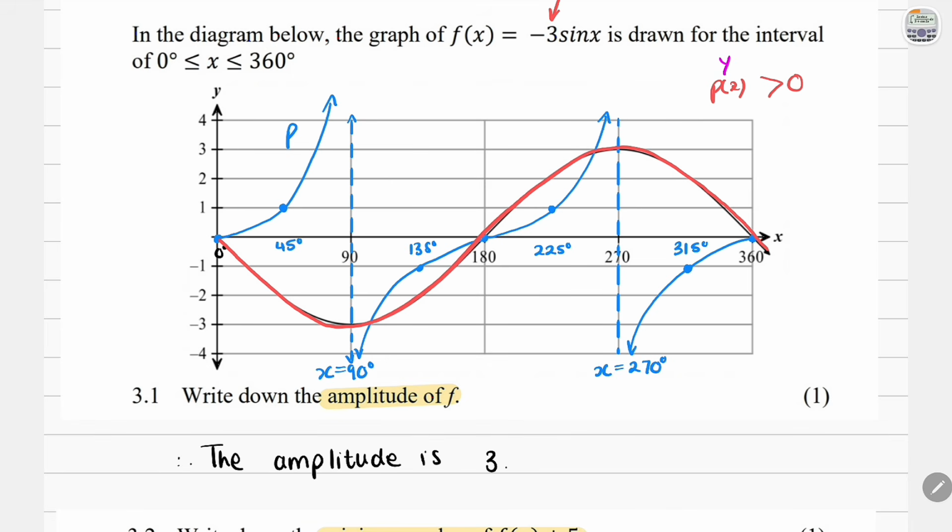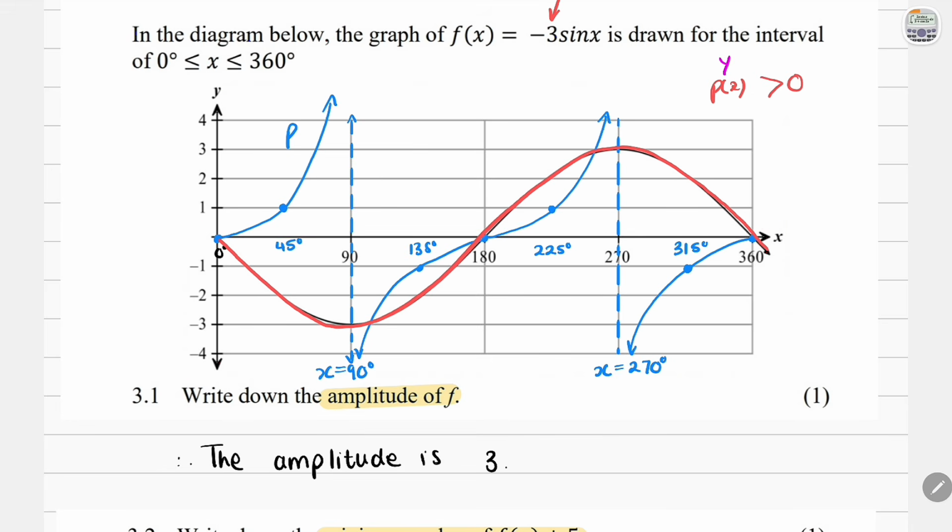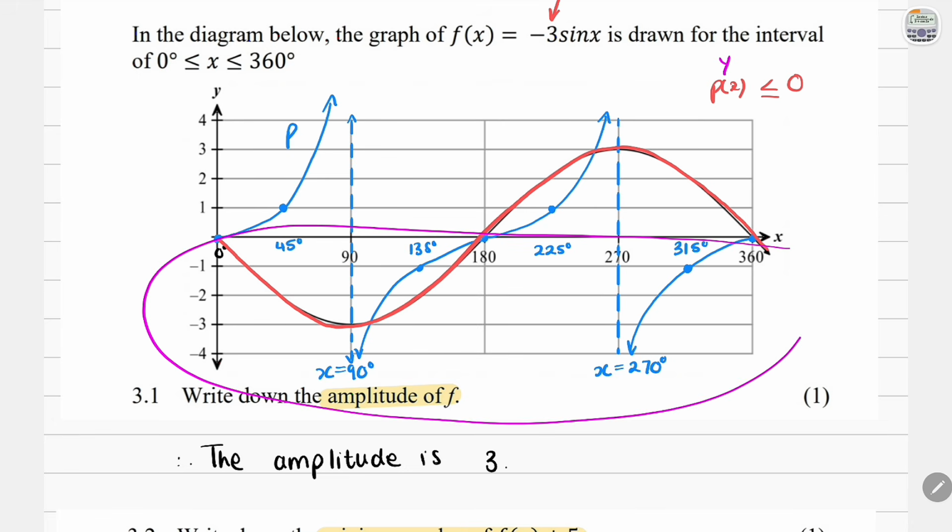So that means if you wanted to find positive y values on your graph, you would only search for parts of the graph that lie above the x-axis, because that's where we get positive y values. But they specifically asked us for where p of x is less than or equal to 0. So you're going to look for parts of the graph that lie below the x-axis. Highlight all the parts of the graph of tan x where it is below the x-axis.